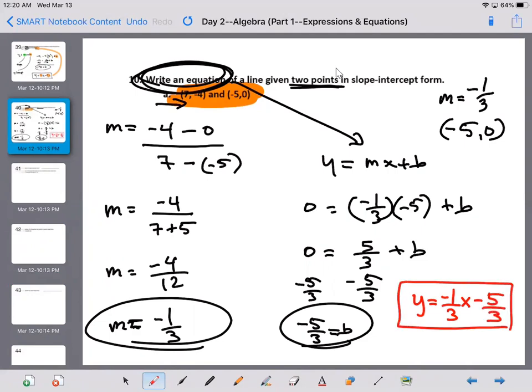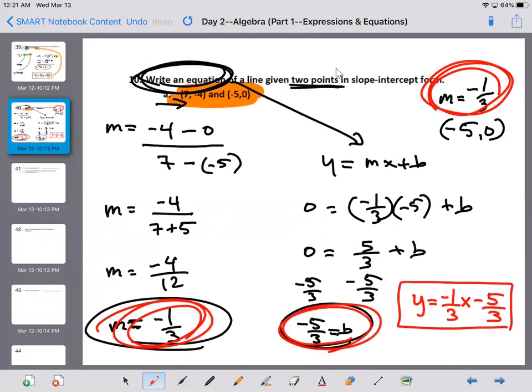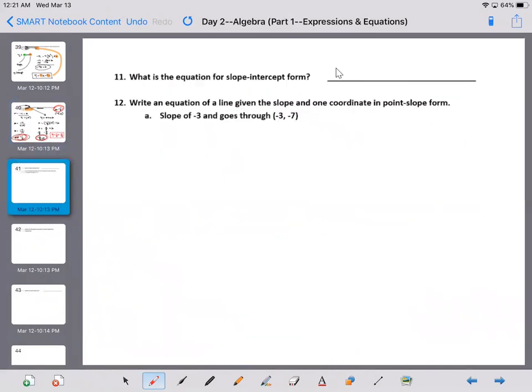Remember where I got the -1/3 from? That was up here that I found from over here. And then the -5/3 was found by substituting into y equals mx plus b. And so that slope-intercept form is y equals mx plus b.